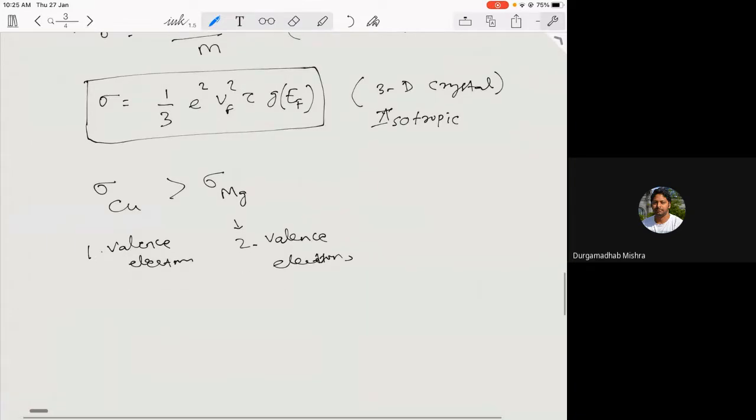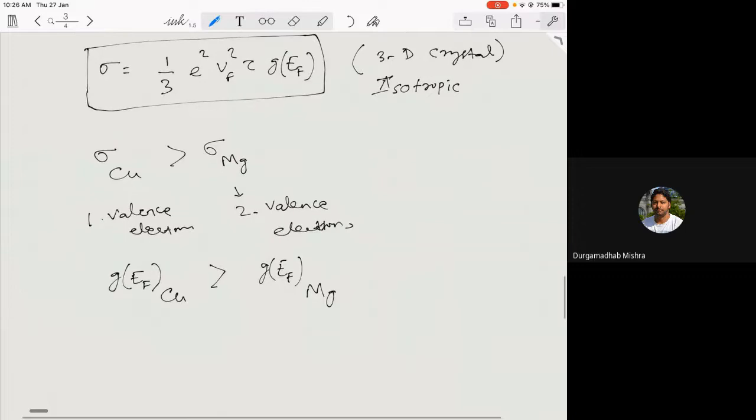But the reason copper has a higher conductivity comes from this expression. The density of states at the Fermi level for copper is actually greater than that of magnesium. So the number of orbitals or energy states available close to the Fermi level of copper is much higher, and that's why you have a higher conductivity of copper compared to magnesium.